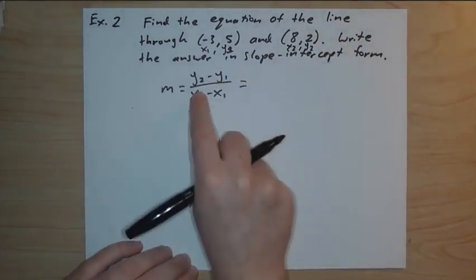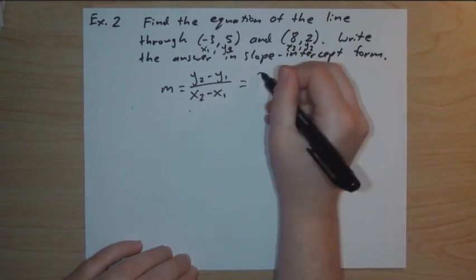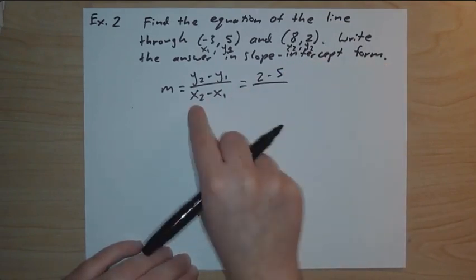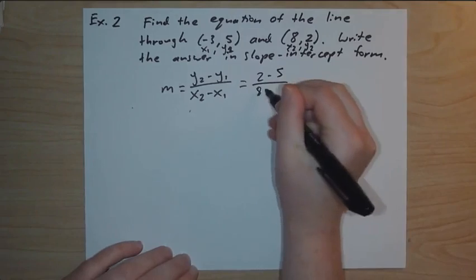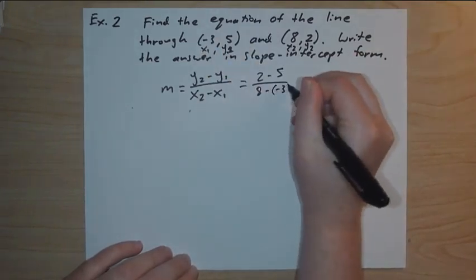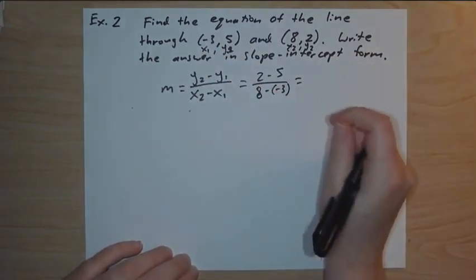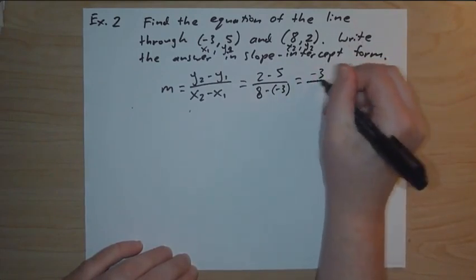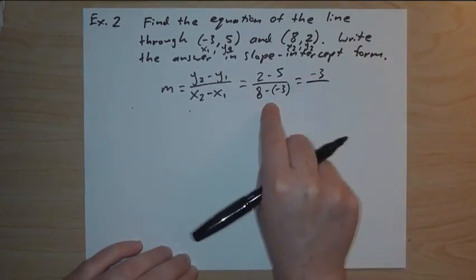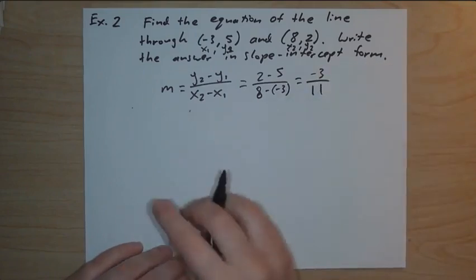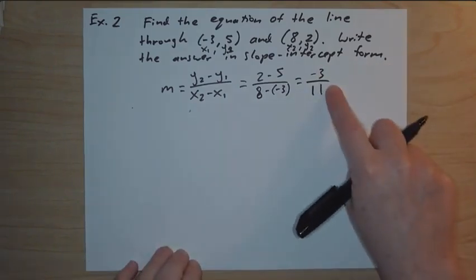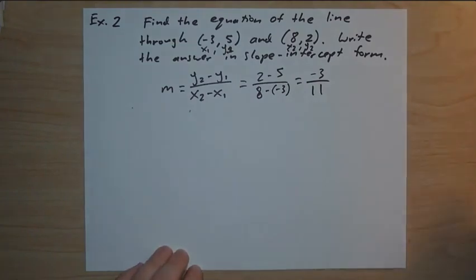So plugging in, y2 minus y1 is 2 minus 5. x2 minus x1 is 8 minus -3. 2 minus 5 is -3. 8 minus -3 is 8 plus 3, which is 11. So our slope of this line is going to be -3 over 11.